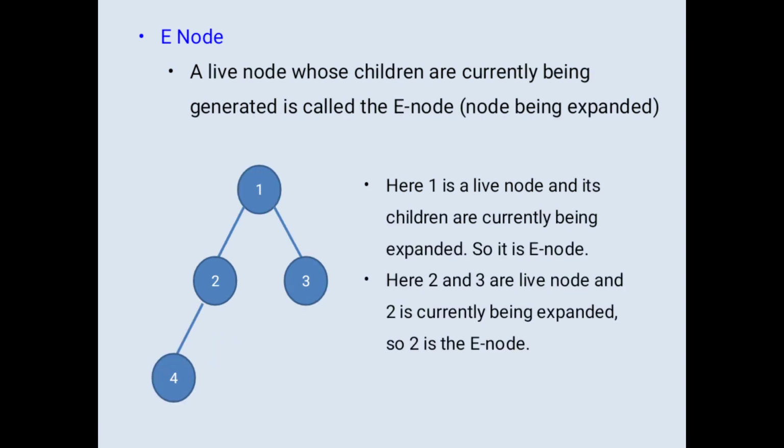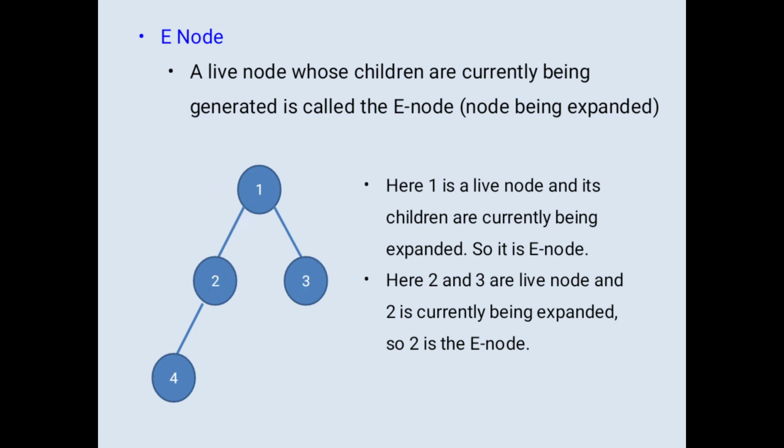The next one is E node. E node means expanded node. That means a node has been expanded, so that node is called E node. A live node whose children are currently being generated is called E node. Here 1 is expanded to 2 and 3, then 2 is expanded to 4. So 1 is a live node and its children are currently being expanded, because it is expanded to 2 and 3.